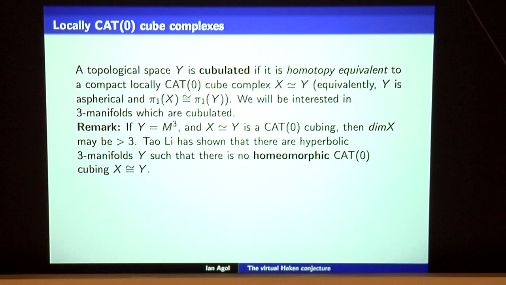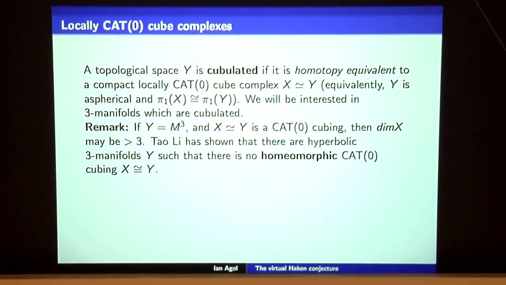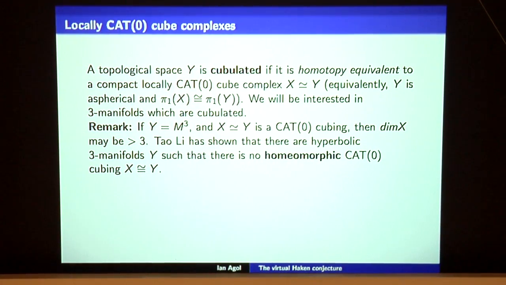And one remark: there are 3-manifolds that are not homeomorphic to a locally CAT(0) cubed metric space. This was proved by Tao Li, that there are certain 3-manifolds where you can't get some nice decomposition into CAT(0) cubes.